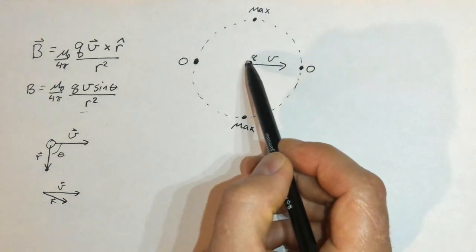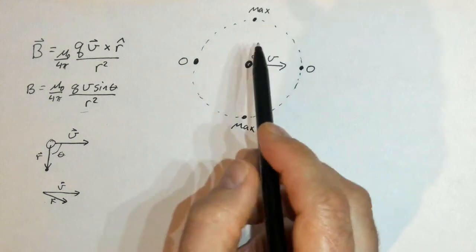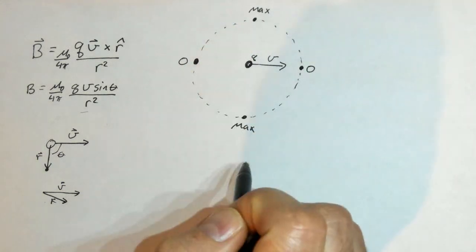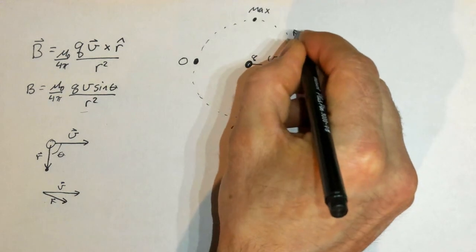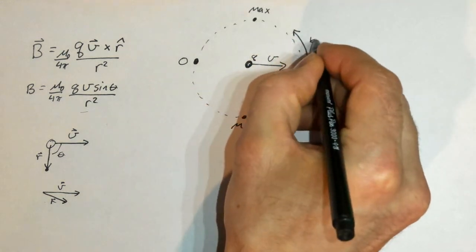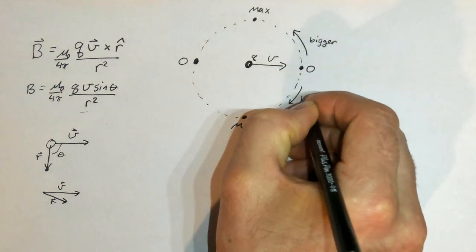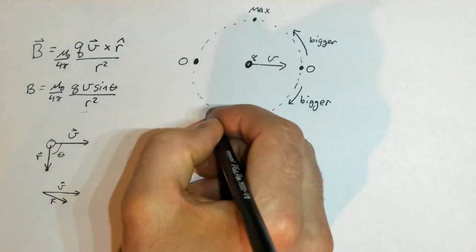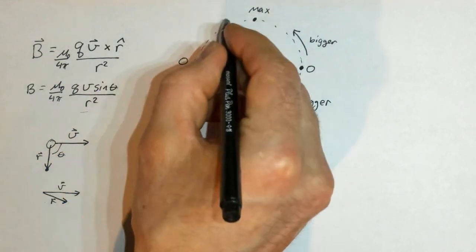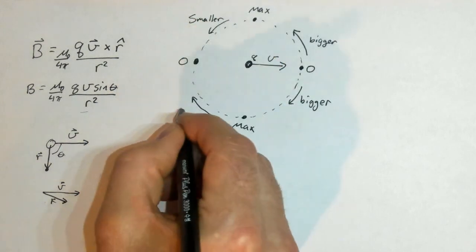So we find that it's 0 in front and 0 behind the motion, and then it's maximum to the sides, directly to the sides, which means it gets bigger this way and this way, and then it gets smaller this way.